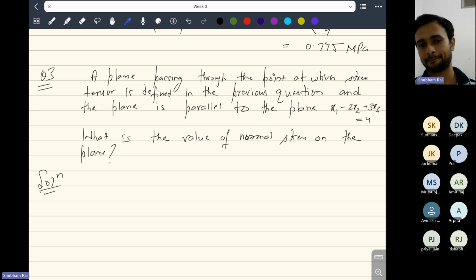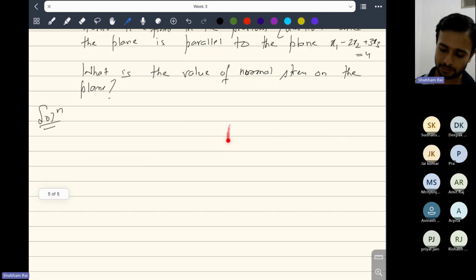So since a plane is passed, there was a point at which the stress tensor has been defined. Now you have a plane which is passing through that point, and the plane is parallel to another plane. Since both of these planes are parallel, their normals will also be parallel, right? So if we find the normal of this plane, which should be something in this direction, we can get the normal of this plane also.